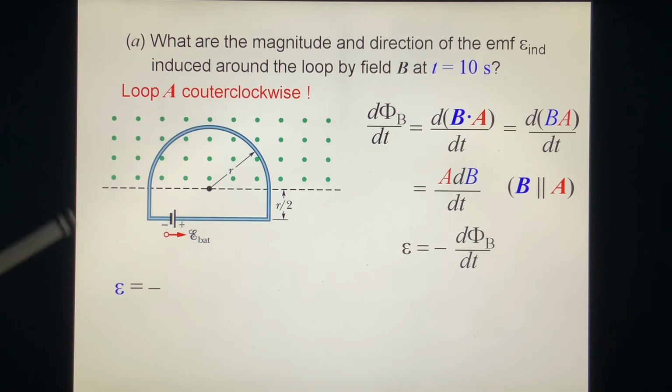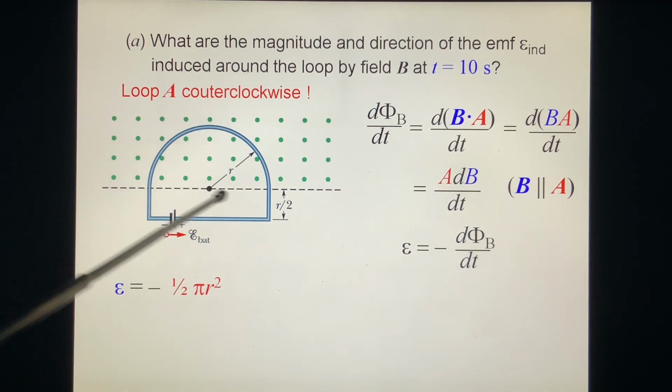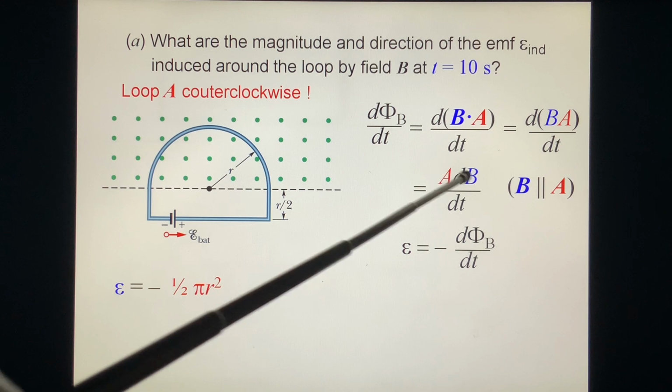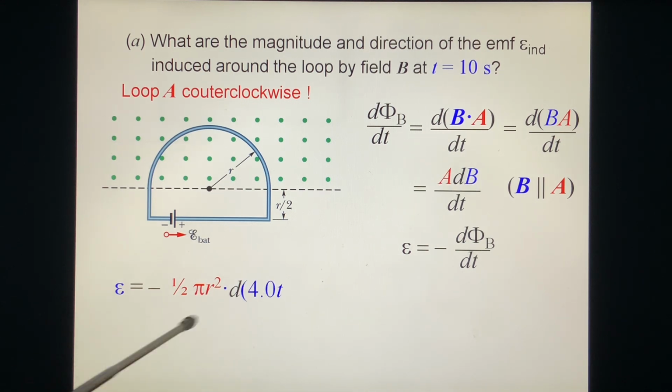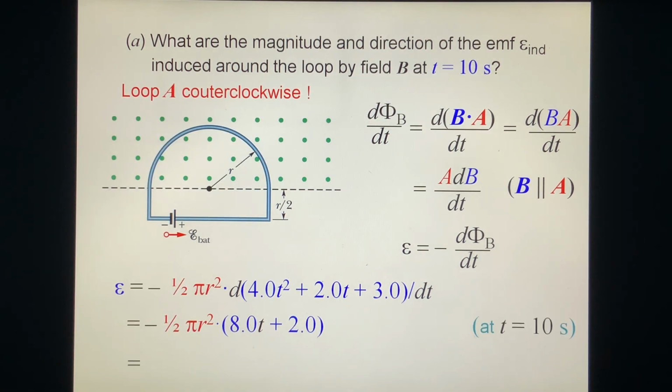Then epsilon equals minus A, which is half pi r squared, times dB dt. B is 4.0 t squared plus 2.0 t plus 3.0. We take the derivative: this term gives 8.0 t, this one gives 2.0, and this one gives 0. So epsilon equals minus half pi r squared times (8.0 t plus 2.0), and t is 10 seconds. We put in t equals 10 seconds and get epsilon.